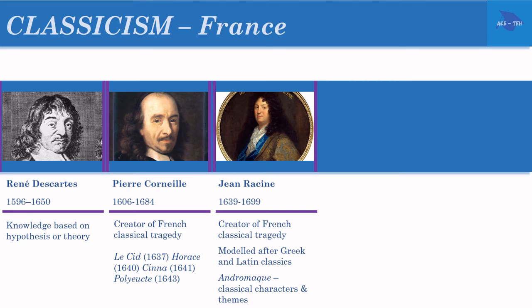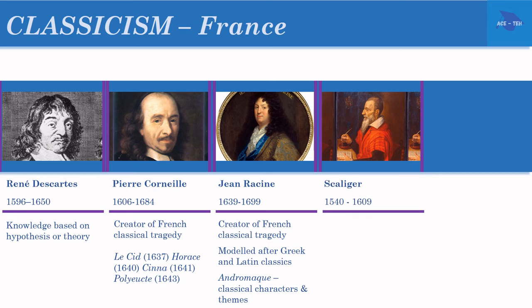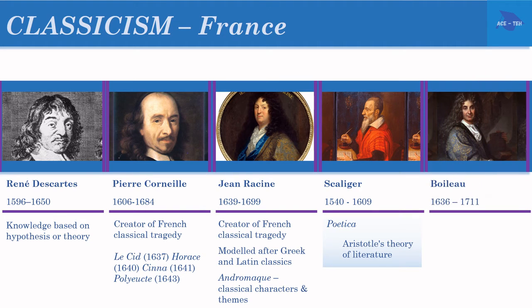The drama of Racine and others strongly influenced the English neoclassical period. Scaliger's Poetica greatly influenced French classicism. It is built on Aristotle's theory of literature. One of the most influential works in France during this period was Boileau's Art Poetique, modeled on Horace's Ars Poetica.